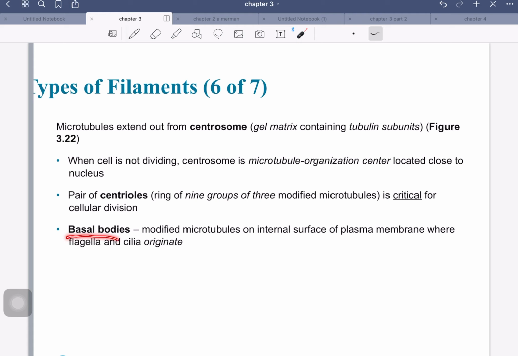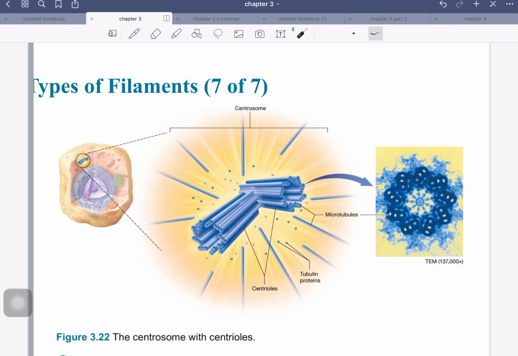We also have basal bodies. They're modified microtubules on the internal surface of the plasma membrane, where the flagella and the cilia originate. So let's just have a quick look.